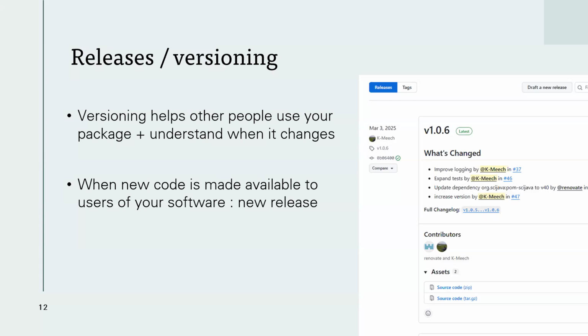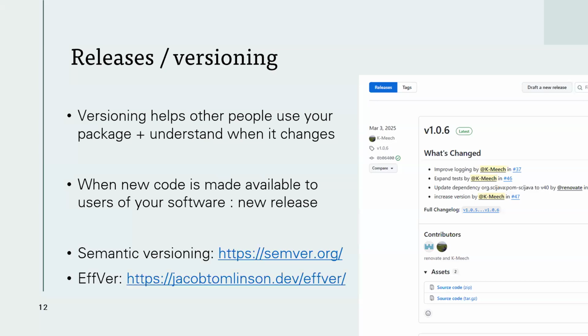So when you're making releases, give them explicit version numbers. By that, I mean something like this. You can see in the top right there, they're normally given some format like number dot number dot number. There are a few different schools of thought on how to do this. I've linked to them there if you want to look at them.